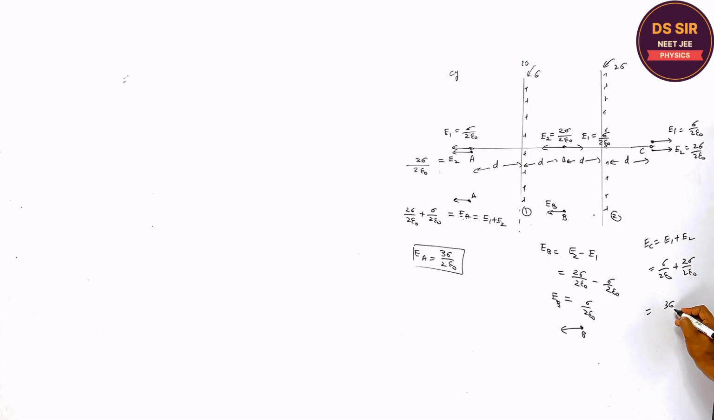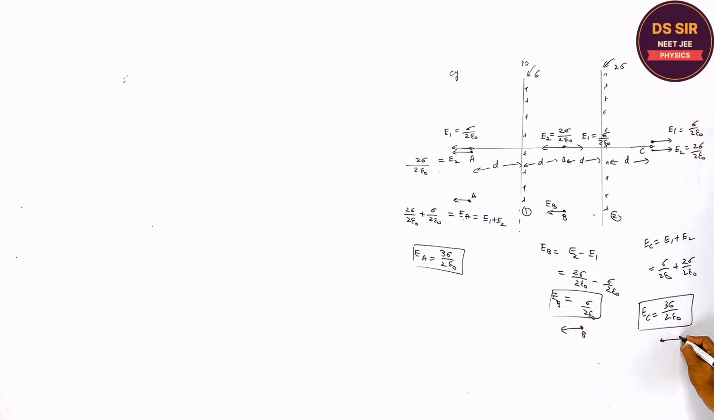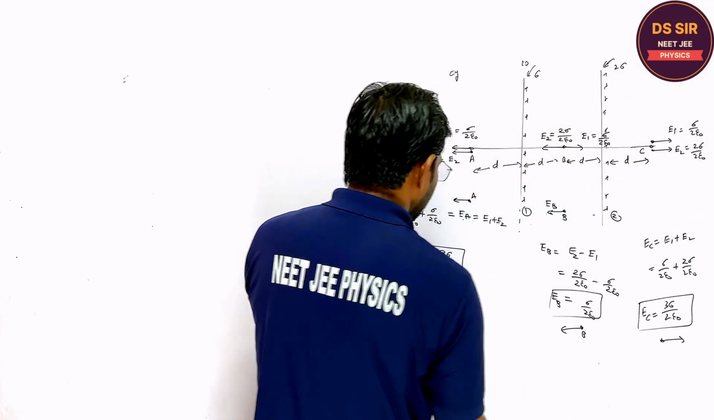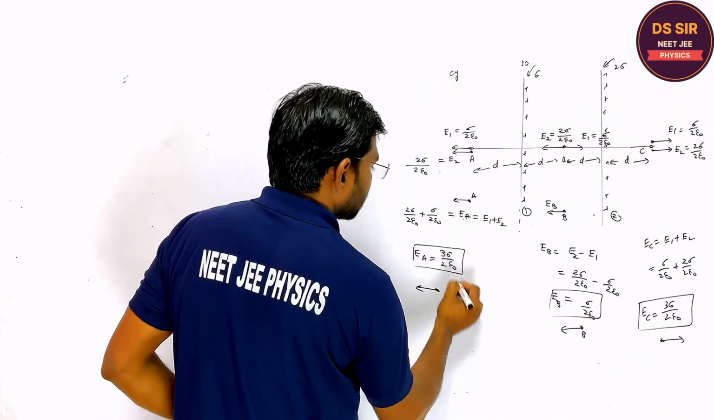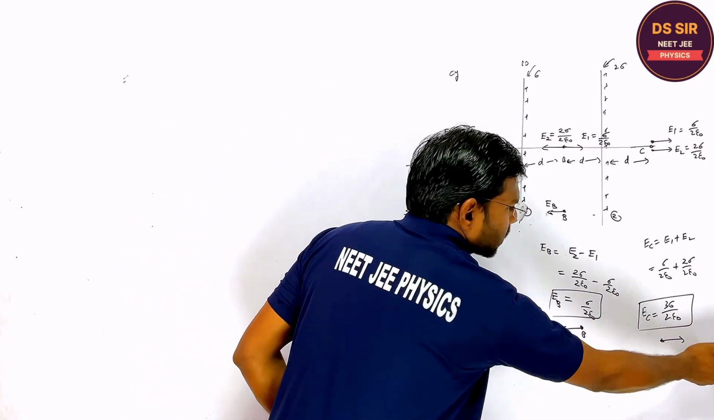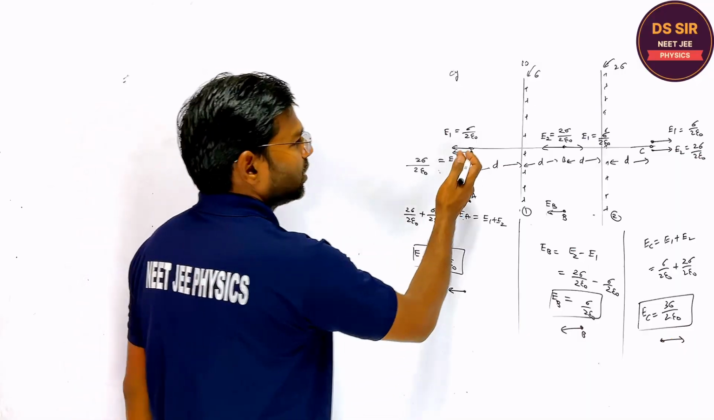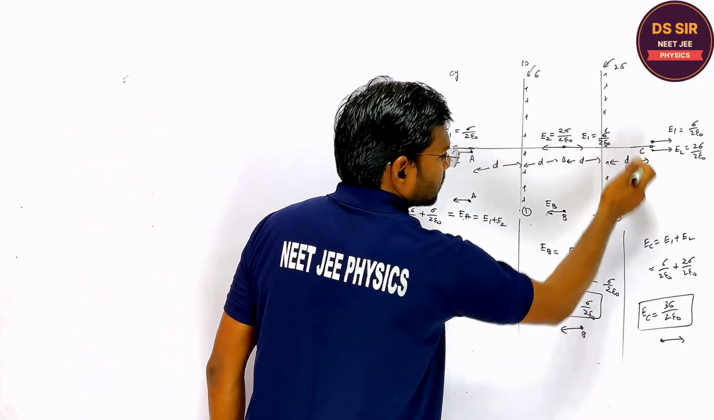So this is 3 sigma upon 2 epsilon naught, the electric field at point C. This is at point B. The direction is towards this side. This is the electric field at A, and the direction at this point is towards left, towards right. So these are the 3 electric fields at points A, B, C.